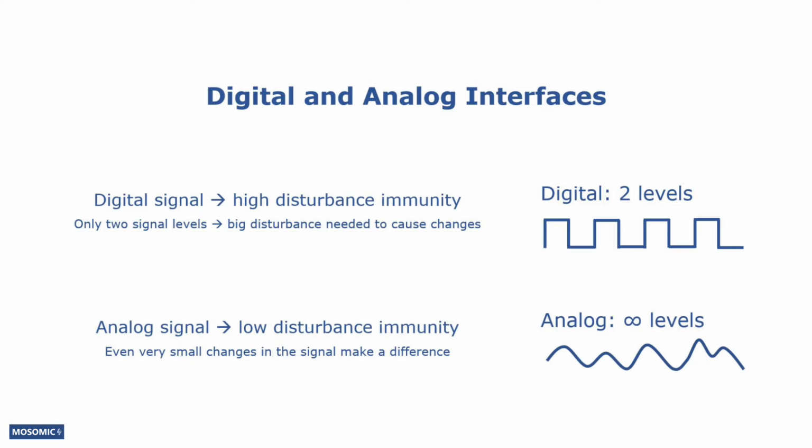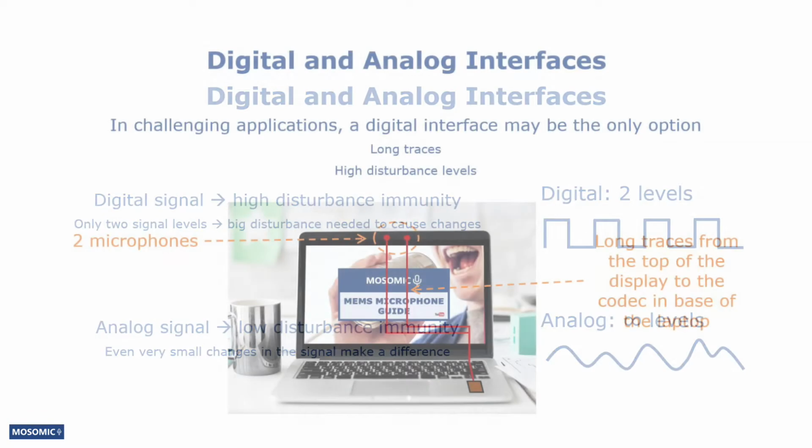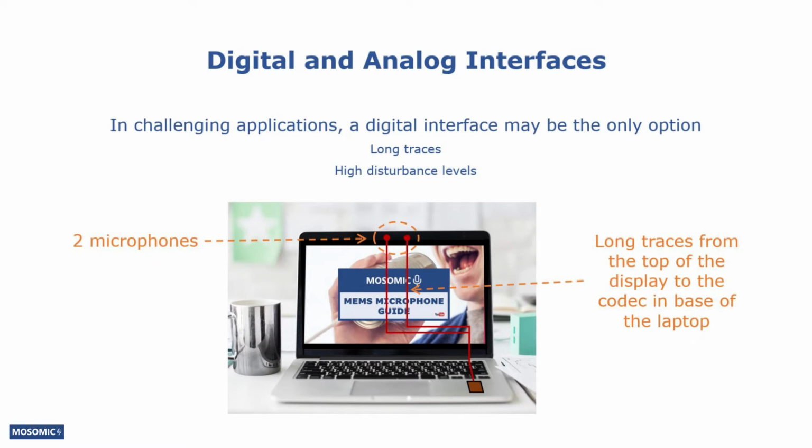There are cases and device types in which achieving a high signal quality with analog microphones is so challenging that designers and manufacturers have switched to using digital microphones almost exclusively. One such case is laptops, where the microphone output signal traces tend to be long, making them susceptible to disturbances, and they run in a challenging electromagnetic environment.